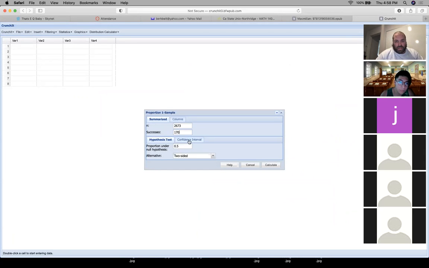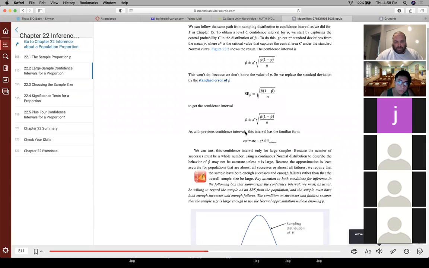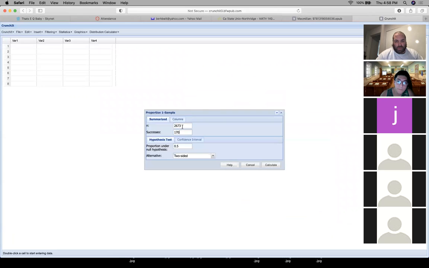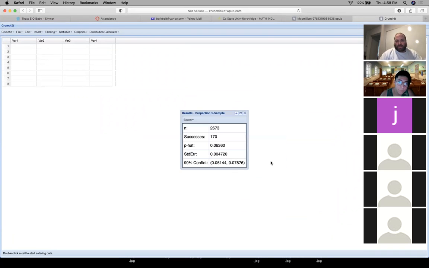We're going to do a confidence interval, 99% confidence interval. So we go to confidence interval, 99%, and we calculate. So what does it give us? It gives us n, the total number. It gives us the number of successes, 170. It gives us p hat, the proportion, 0.06360.